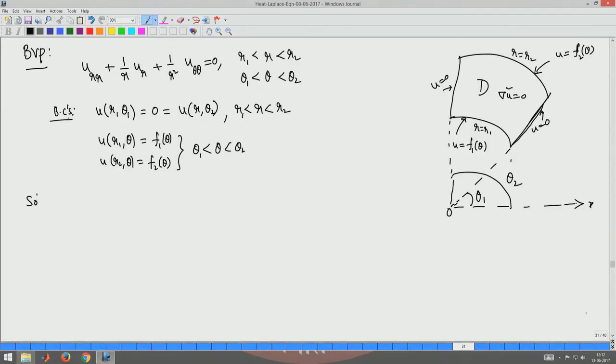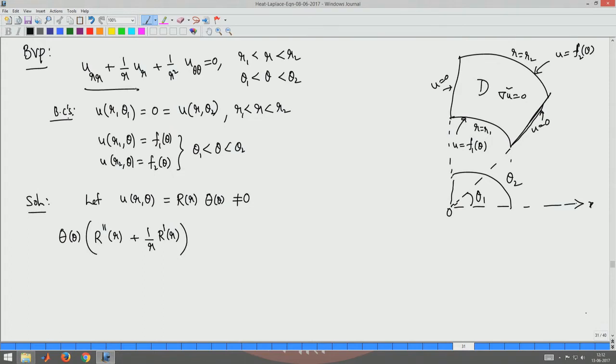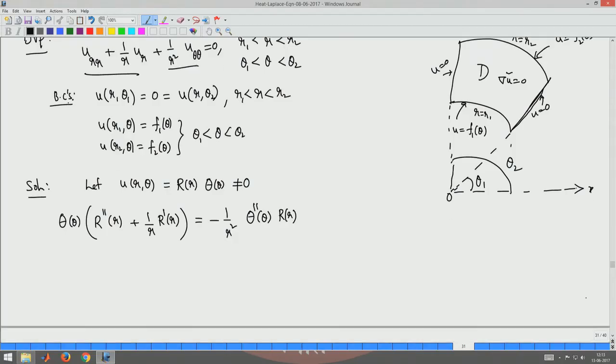The solution procedure which you know: you start with the separable form of solution. Let u(r, θ) be R(r) Θ(θ), looking for a non-zero solution. If you substitute, what you get is R''(r) plus 1/r R'(r), with Θ(θ), equal to minus 1/r² Θ''(θ) R(r). So, you substitute into the remaining part and take it to the right hand side.